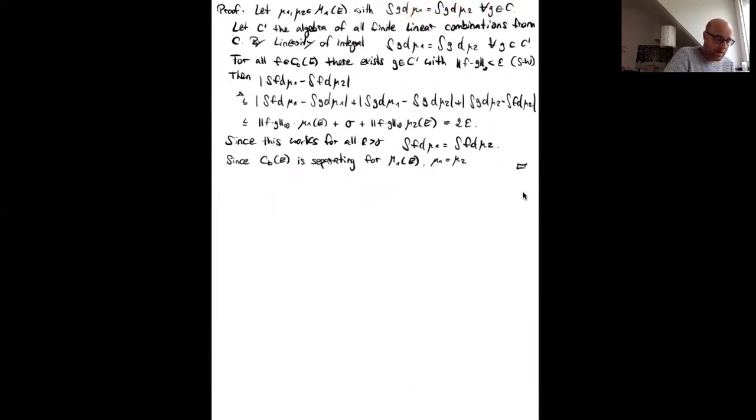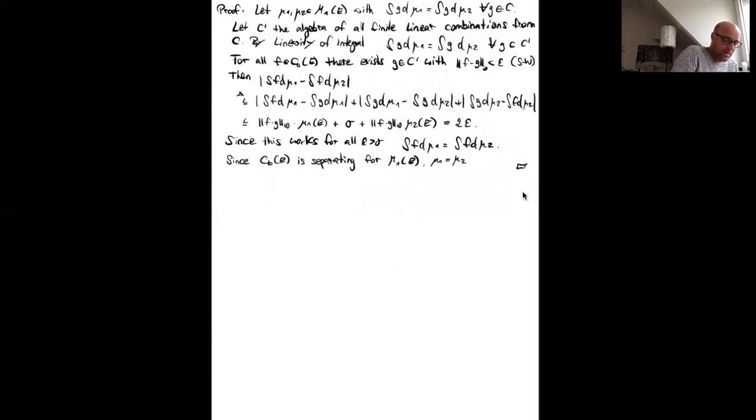So here's a trick why we have this statement which does not involve an algebra. You could write an algebra, but you can omit it because of this. So we define C prime now to be the algebra of all finite linear combinations from these C's. So these are all linear combinations. And linear combinations plus linear combinations are linear combinations. Now that's why this is an algebra.